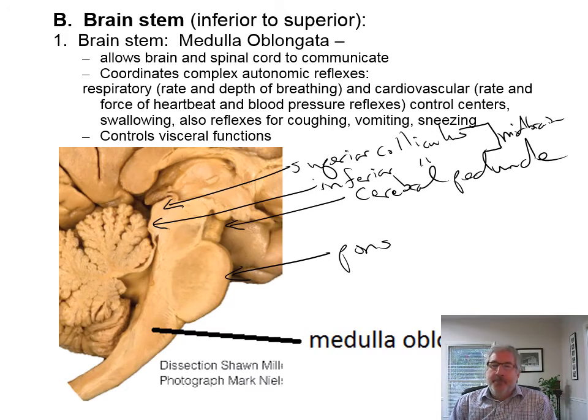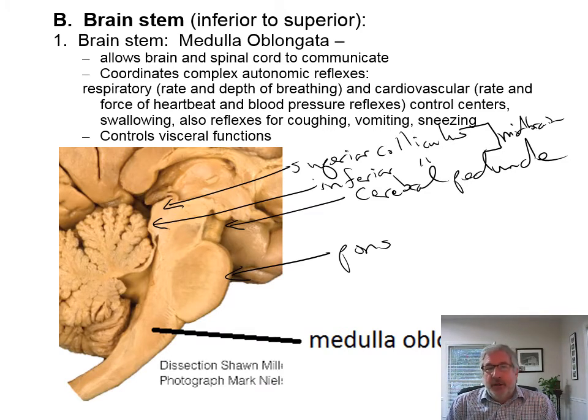So what does the brainstem do? Well, actually, it's a connector between the spinal cord and the brain, or the cerebrum in some ways, but really the rest of several parts of the brain. It allows them to communicate. It's in a lot of ways a connecting highway.